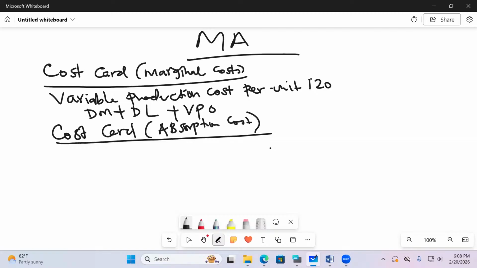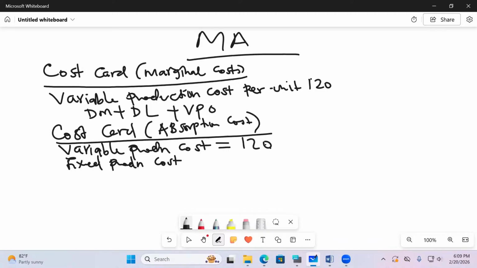So we start with the variable production cost. So we write here variable production cost. How much do we have here? This has already been given to us as what here, somebody? 120. So come and include the fixed production cost here.